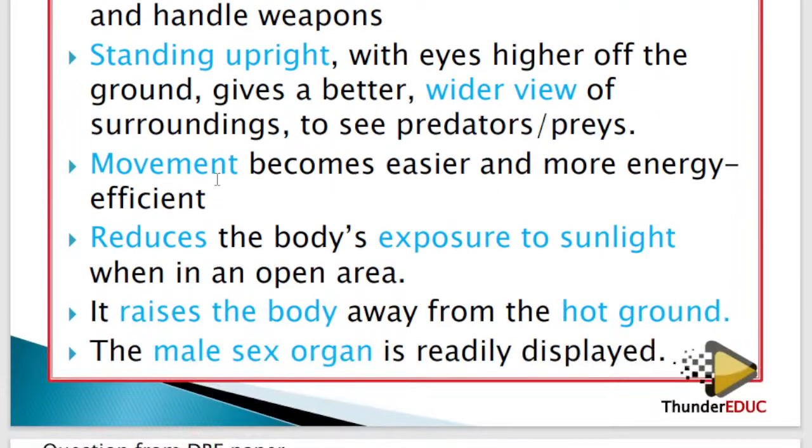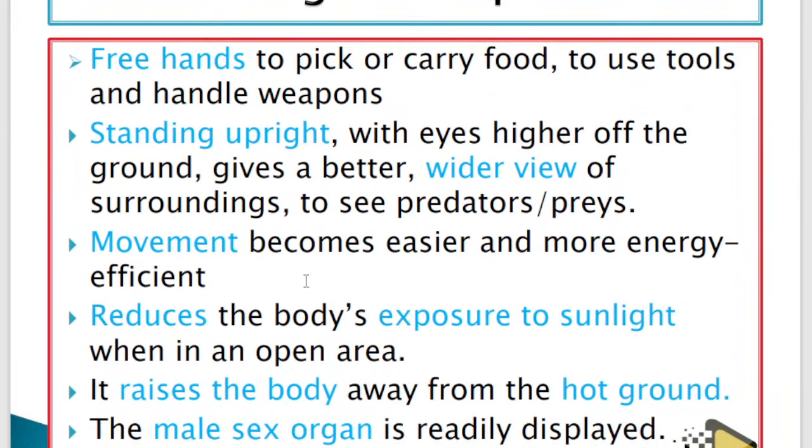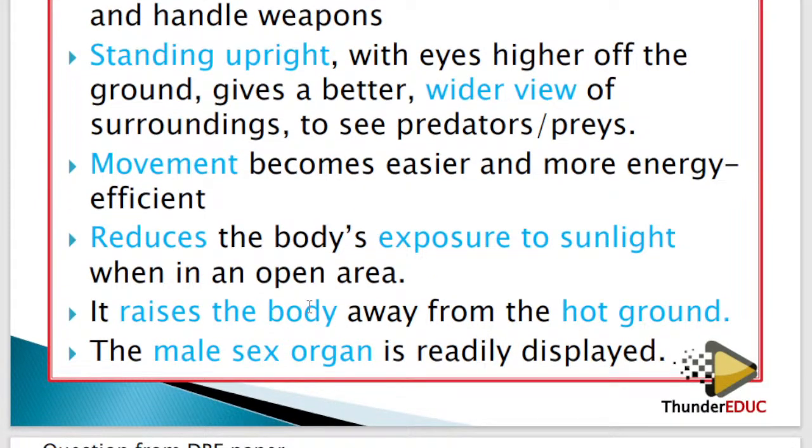Yes, the advantages are there. Free hands, they can move. You can walk freely, standing upright. Movement is easier. Imagine when you're taking off, running easier. Why? You don't waste too much energy there. Then you have reduced your exposure to sunlight. Then the body is raised from the ground. And then the sex organs are readily displayed.